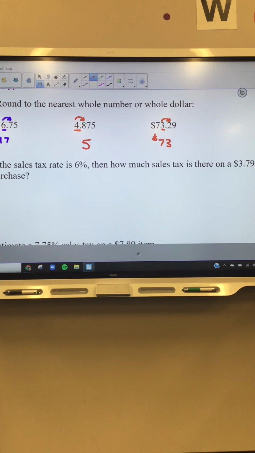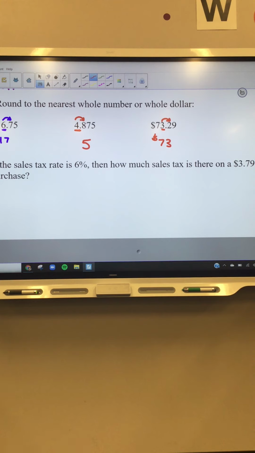All right, so one last problem here. We'll finish this one. If the sales tax rate is 6%, which I don't remember what it is here in Ohio. I'm new here. You know what it is? Like if you go buy something at Walmart for $100, it's going to cost you more than $100, right? Is it 7%? I thought it was less than that. I don't know. Let's pretend it's 6% in Ohio. I think it's somewhere around there. How much sales tax is there on a $3.79 purchase?